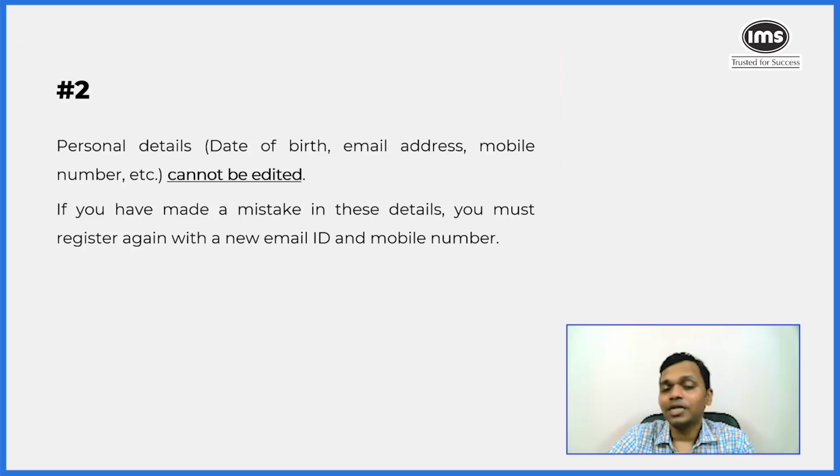So the only way, in case, let's say, for example, you make a mistake, the only way in which you can rectify the situation is by creating a new account using a different email ID and mobile number. And that is why be very careful while you're entering your date of birth, email address, and mobile number.